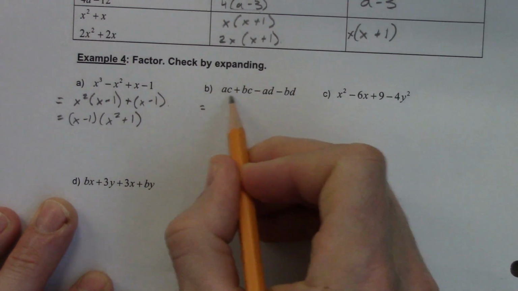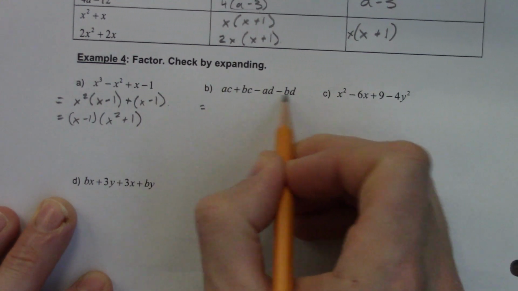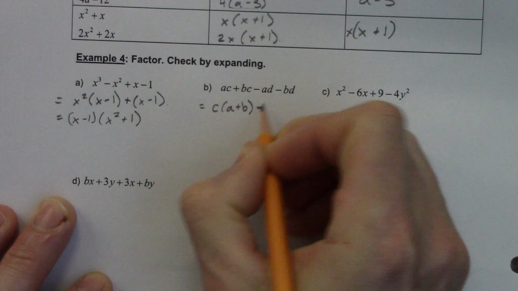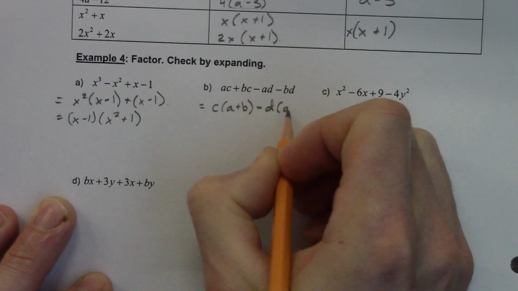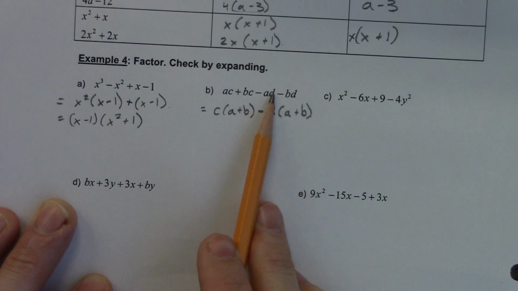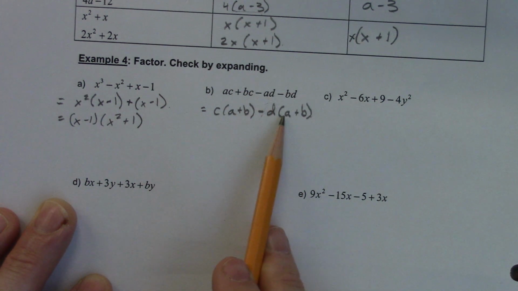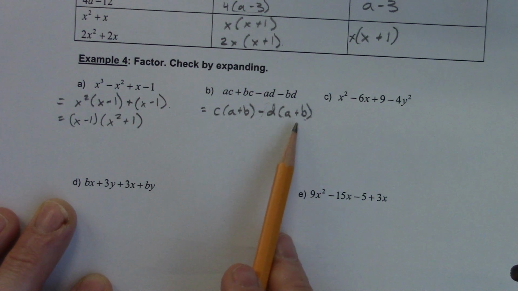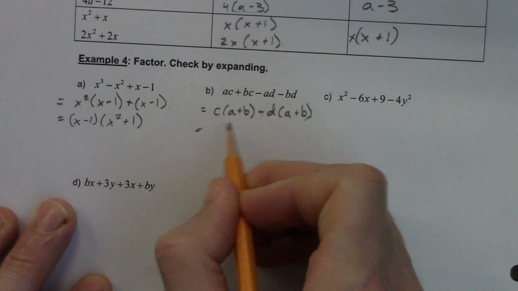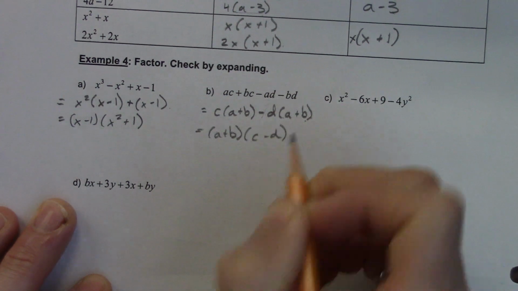Next, we have two terms here that have a common variable of c, two terms here that have a common variable of d. So I'm going to factor that out, a plus b minus d, a plus b. Now this is tricky here because there's two negatives. I'm factoring out negative d. So now when I divide both of these terms by negative d, I get positive a and positive b. Gotta be careful with that. So a plus b is common here, and we're left with c minus d.